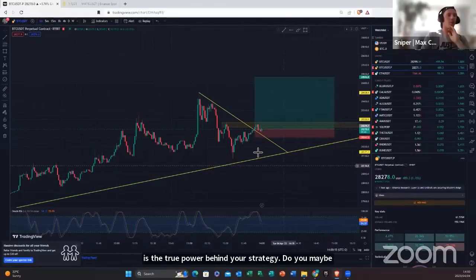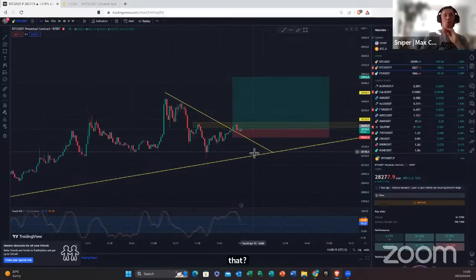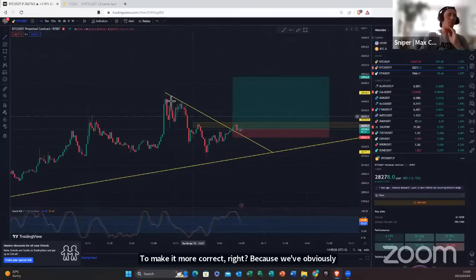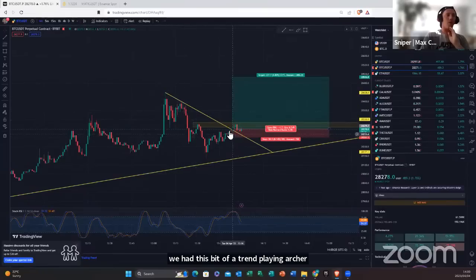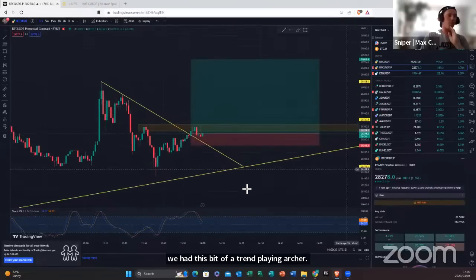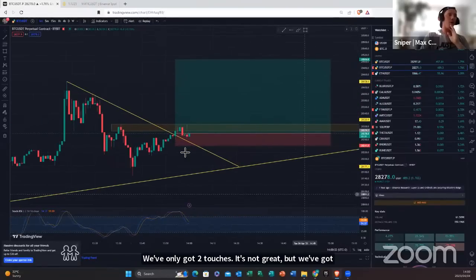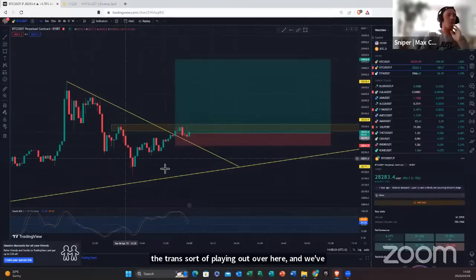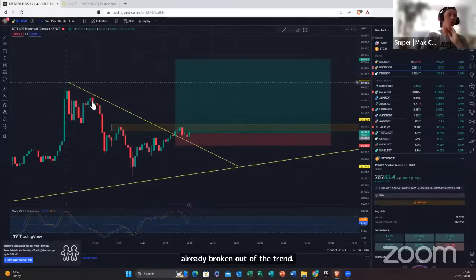Yeah, so what Jackie's talking about is at what point do you move your trend line to adjust it to make it more correct, right? Because we had this bit of a trend playing out here. We've only got 2 touches. It's not great, but we've got the trend playing out over here, and we've already broken out of the trend. Okay. At what point do you move the trend line?